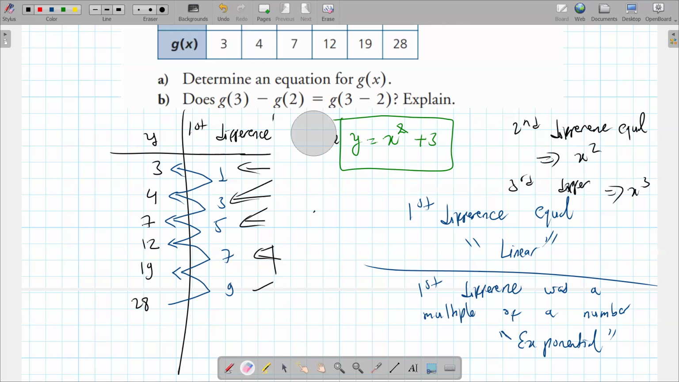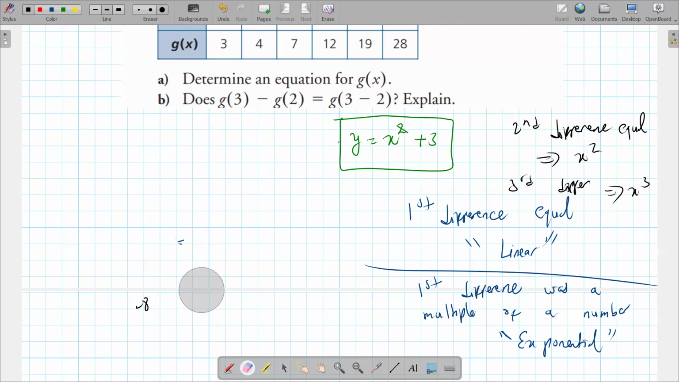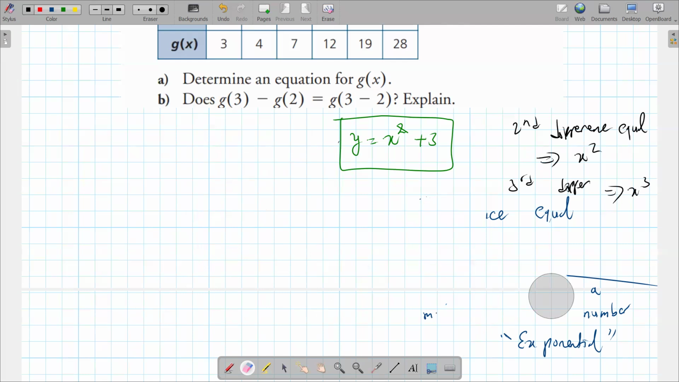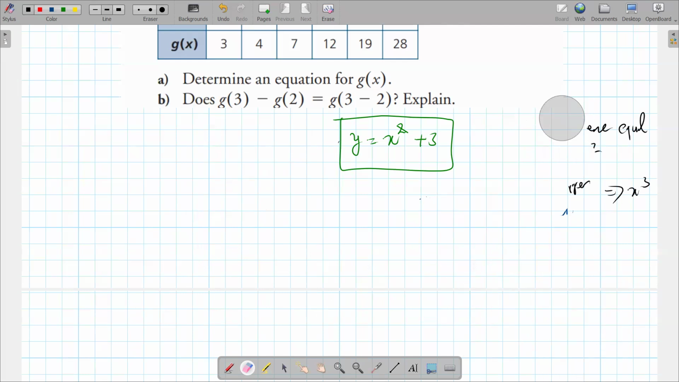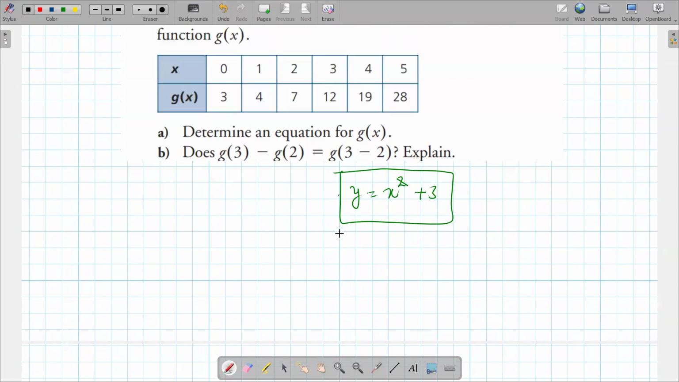So we could have deduced what kind of a function it was. We know it's a quadratic, and then you just use trial and error to see what the y-intercept is. In this case, the y-intercept, we already know it was +3, but you could have used trial and error. So that's the answer to part A.